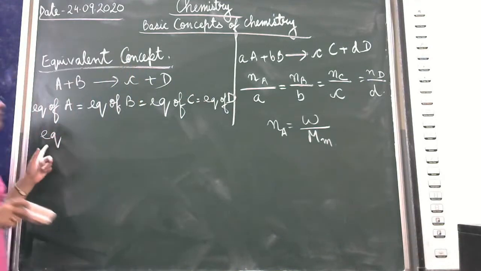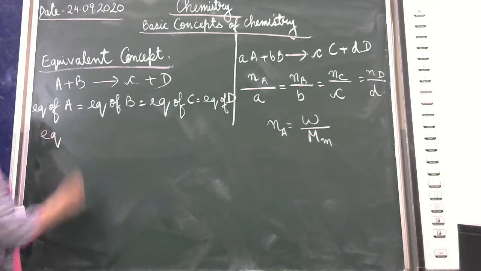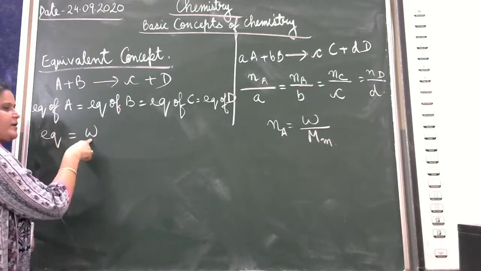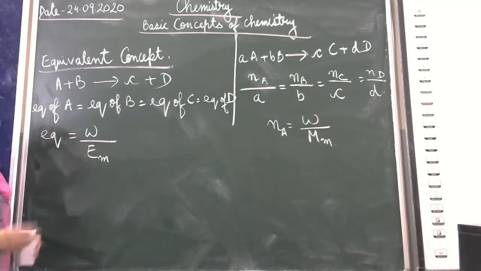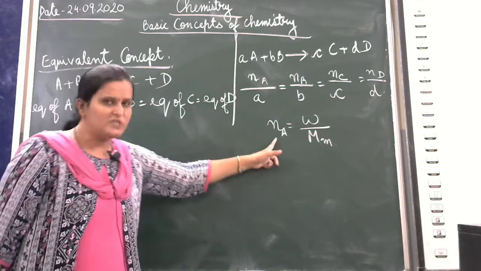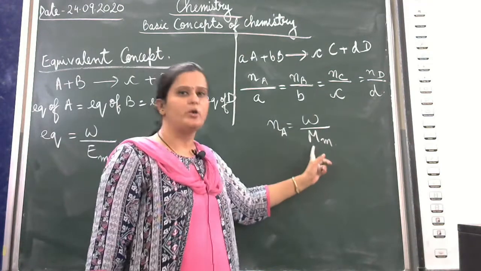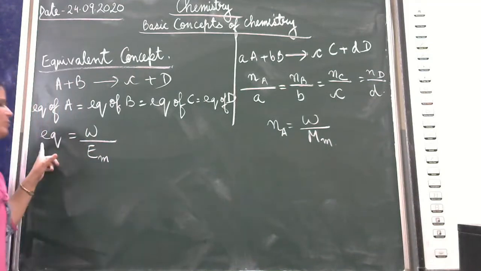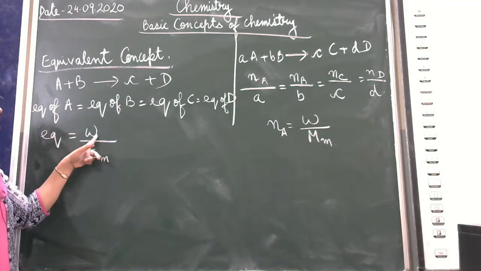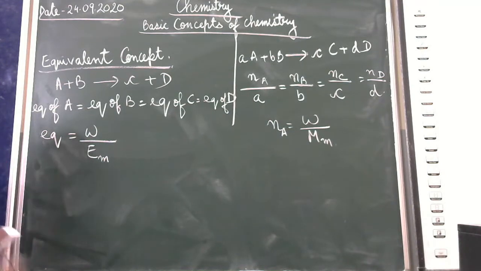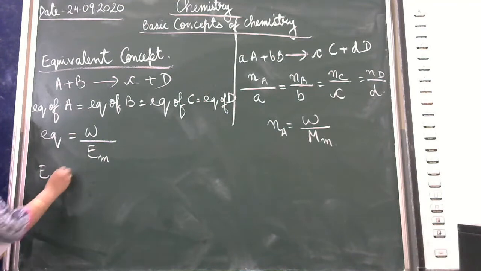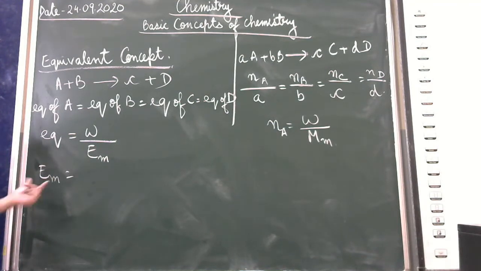How are we going to calculate equivalents? Here, we take the weight of the substance divided by its equivalent mass. For moles, we divide the weight by the molecular mass. Here, for calculating equivalents, we divide the given weight of the substance by its equivalent mass. Now, you will again ask me how to calculate this equivalent mass. EM is the equivalent mass. How do we define it actually?